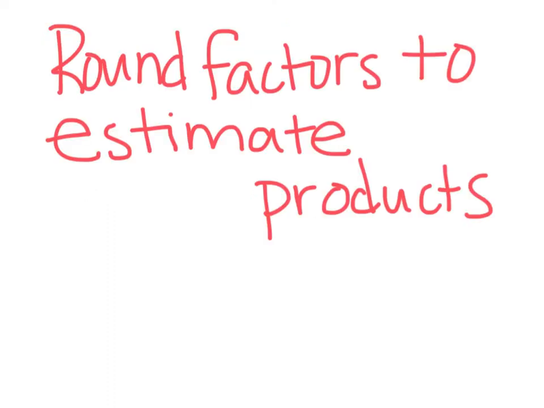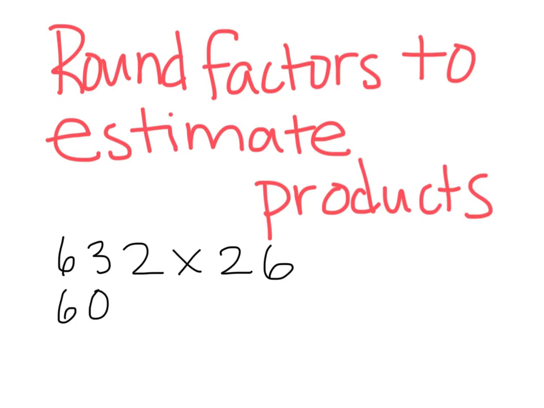Let's finish today's lesson with the last idea. That's rounding factors to estimate products. Let's estimate the product of 632 times 26. First, we'll round each number to its nearest tens or hundreds to solve the problem. We're going to round 632 to its nearest hundreds, or 600, and 26 to its nearest tens, or 30.